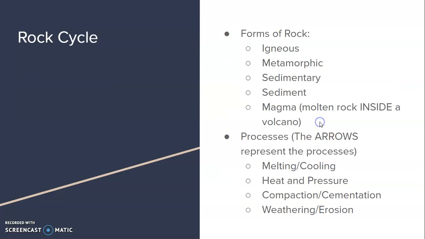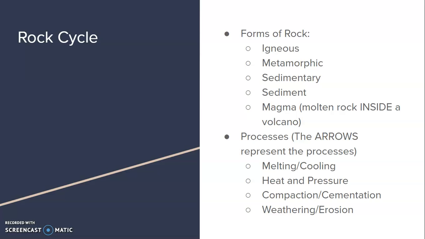All right, moving on. Then we talked about the rock cycle. So remember, we have 5 different forms of rock. We have 3 types of rock, but we have 5 forms. So the 3 types are igneous, metamorphic, and sedimentary. But we also have sediment, which is little pieces of rock, and we have magma, which is molten rock inside of a volcano. Do you guys remember what it's called when the magma comes out of the volcano?